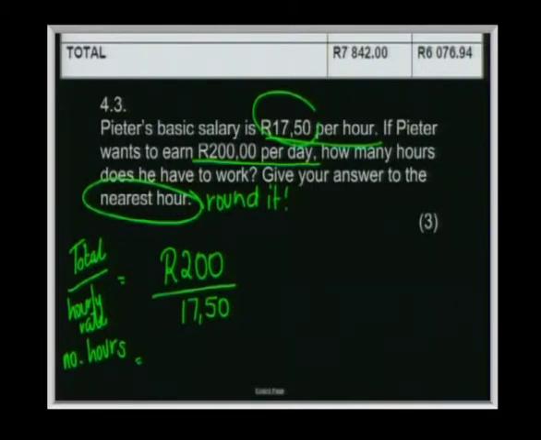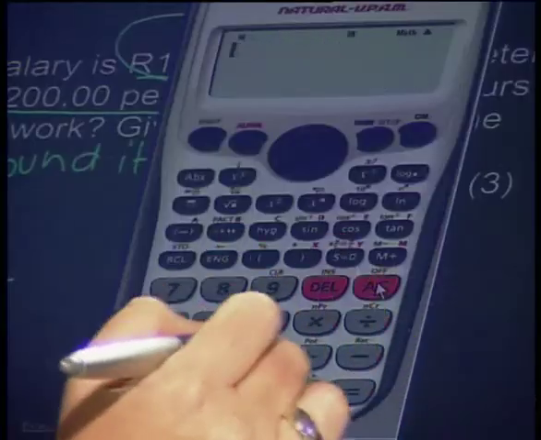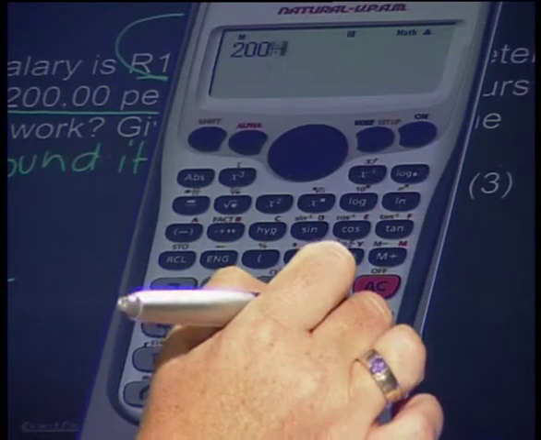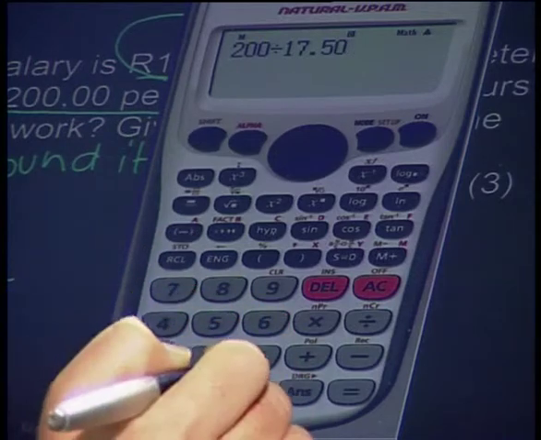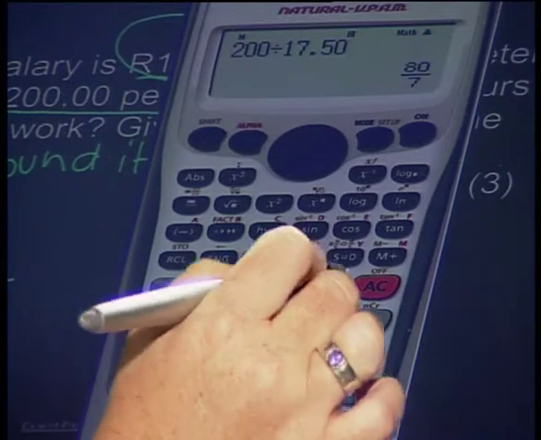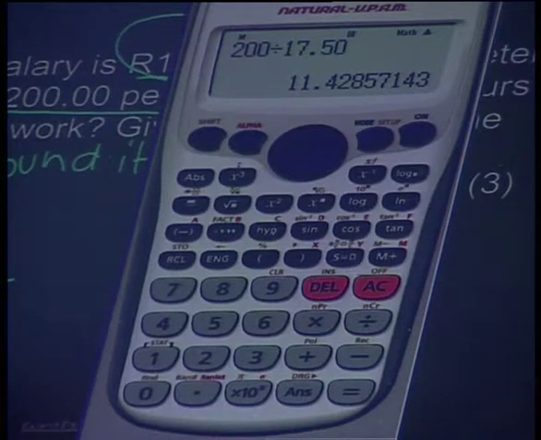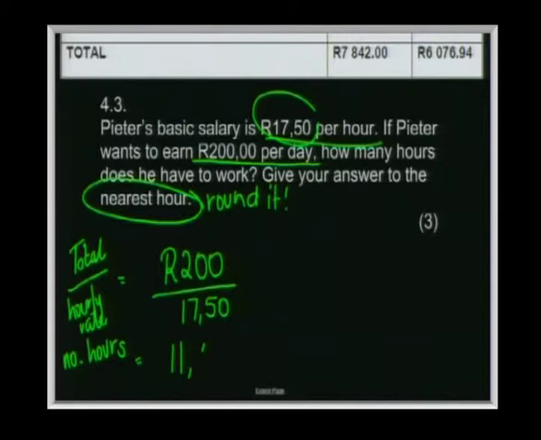So we're going to do that on our calculator. 200 divided by 17.5. I can put the 0, but I don't have to. And I'll get an answer of 11.42 hours. And they said to the nearest hour.